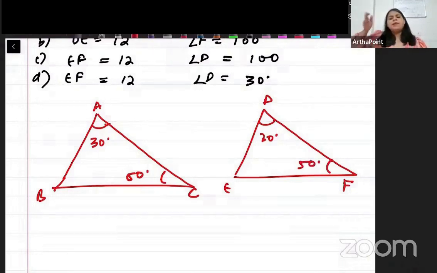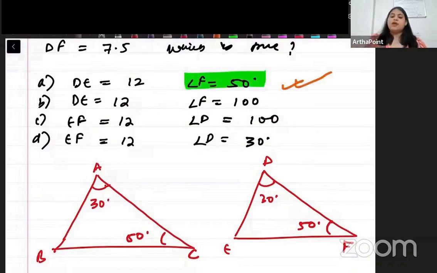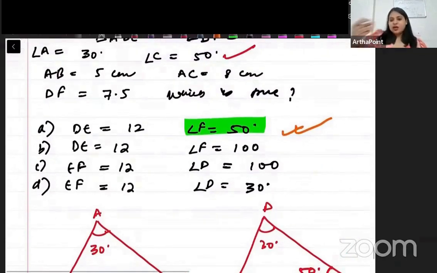Any property you apply, all angles have to be equal. So beta, we know that F will be 50 degrees. Automatically, this answer should be the correct one. A should be correct, right? Now, let's move one step ahead and try to solve further. Let's find DE as well.